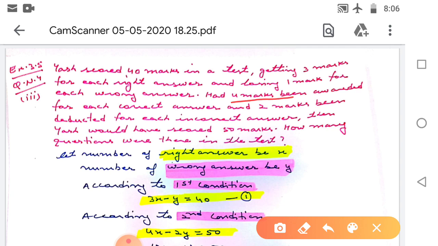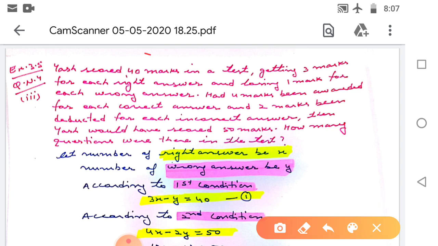Had 4 marks been awarded for each correct answer, right, this is now the second condition, for every correct answer he gets 4 marks, and for every wrong answer 2 marks are deducted, then Yash would have scored 50 marks. In that case, Yash would have scored 50 marks. How many questions were there in the test? How many questions were there in the test, right? So the question is simple.